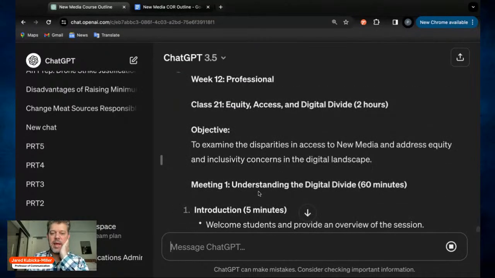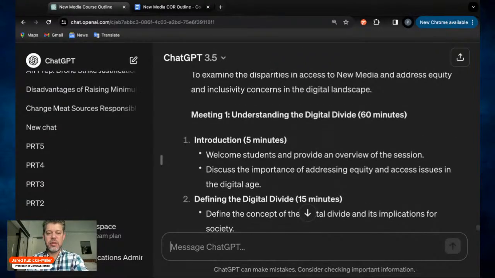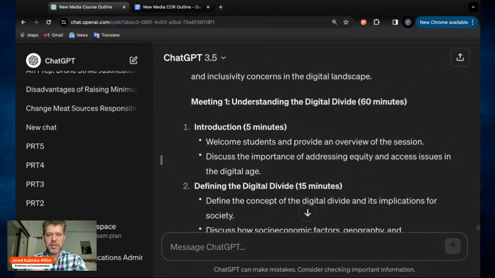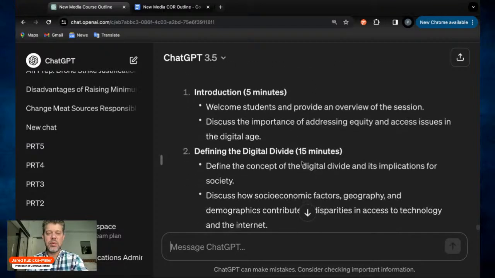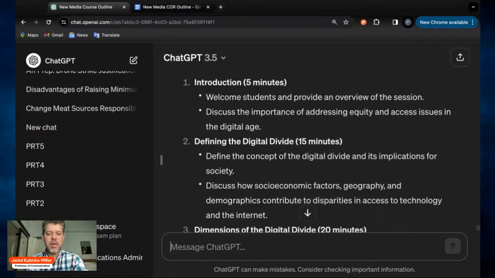Here we are: equity, access, and digital divide. Examine the disparities in access to new media and address equity and inclusivity concerns in the digital landscape. So understanding the digital divide is always a good place to start when you have a term that most people should already know, but they don't necessarily know it. Understanding what the term means is usually a very logical place to start when you introduce a new concept to people.